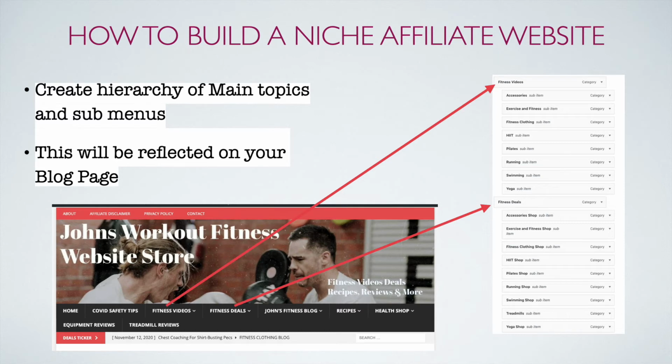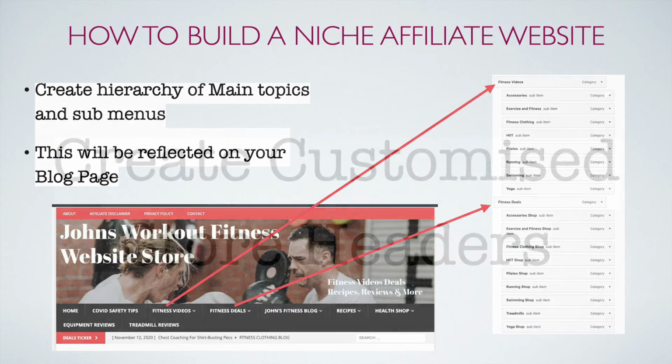So you can see that you've got main heading menus, and then you've got sub-menus. For my fitness videos, you can see I've got all these sub-menus, and for my fitness deals, which is my Amazon store content, I've got all these sub-menus. On the header on my screen, you can see that the top level one appears, and if you click on the little arrow, then the sub-menu drops below it. That makes it very easy for people to find their way around your site. So that's how you set up your menus.